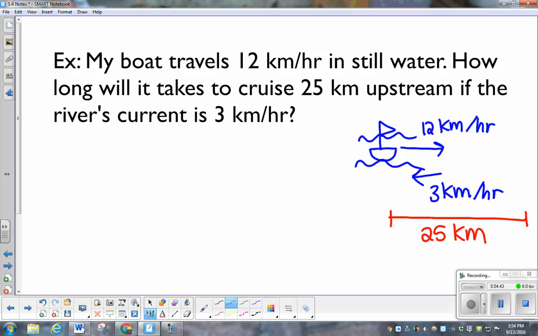So our next step is we want to see what we know and what we don't know here. All right, so we know the distance we need to travel. We know how fast we're going. We know how fast the stream is. What we need to know is how long is it going to take us.